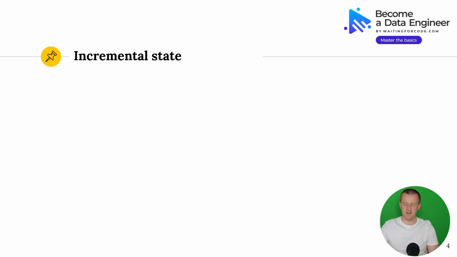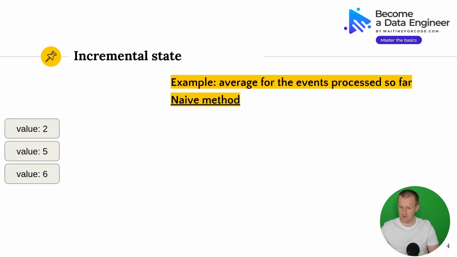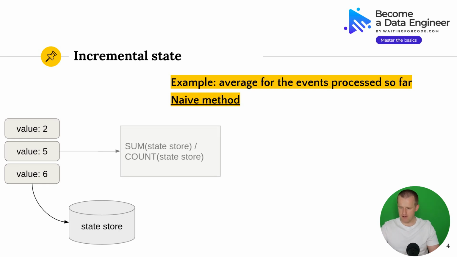Let's understand these two approaches by starting with a naive method for generating an average for the events processed so far. Here we have three input values. We have a state store, where we store these three values, and later we have our business logic, which is a division between all rows from the state: the sum of values by the number of rows.